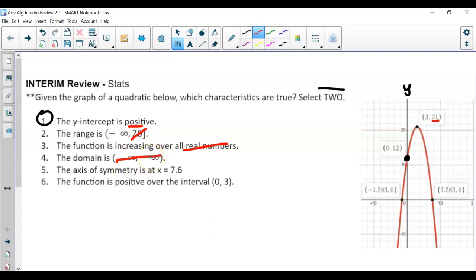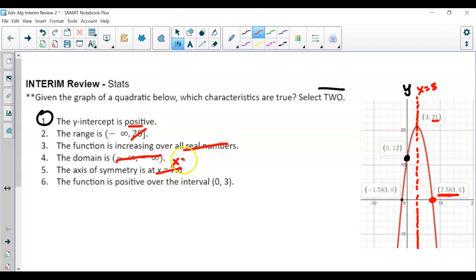The axis of symmetry is at x equals 7.6. Well, keep in mind, the axis is what goes through the vertex. So clearly, the axis of symmetry is not here. Notice how here's your 7.6. That is a zero or a root. So the axis of symmetry is actually at 3, cutting through here at 3.